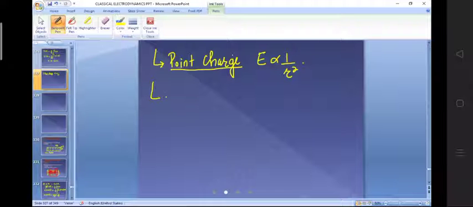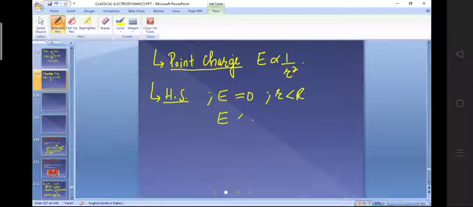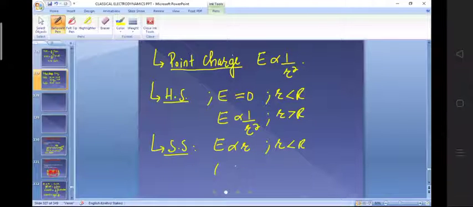Then, if we have a hollow sphere, the electrostatic field inside will be equal to 0 when small r is less than capital R, and outside it is again proportional to 1 divided by r square when small r is greater than capital R. The next is a solid sphere. If there is a solid sphere, then the electric field inside is directly proportional to r when small r is less than capital R, and outside it is again proportional to 1 divided by r square, when small r is greater than capital R.